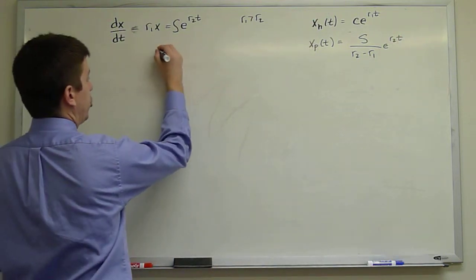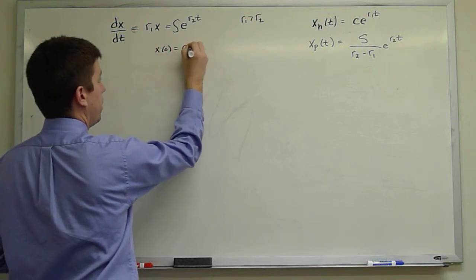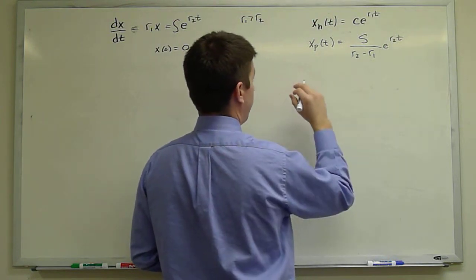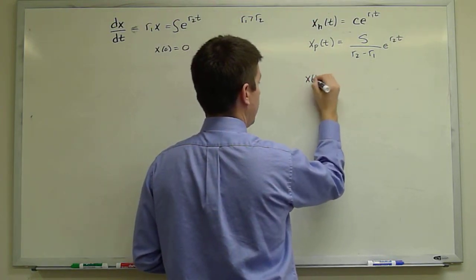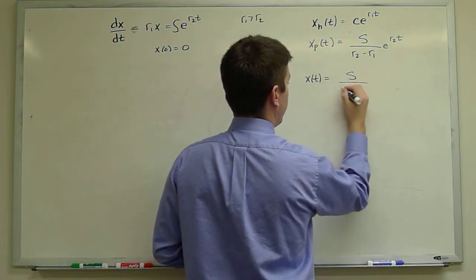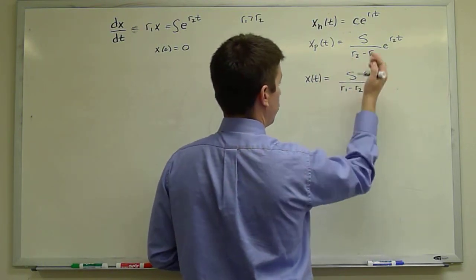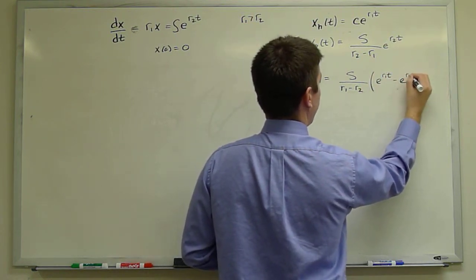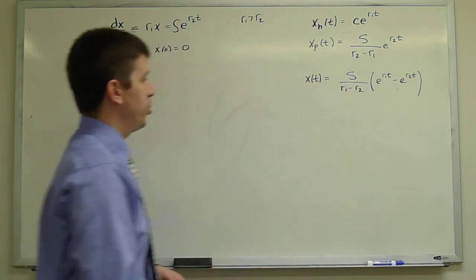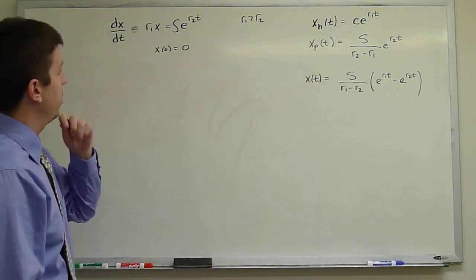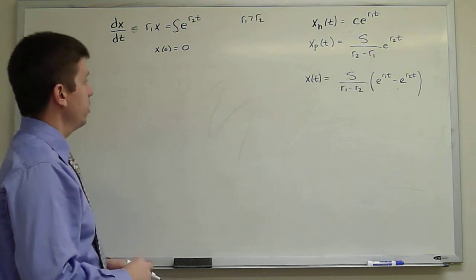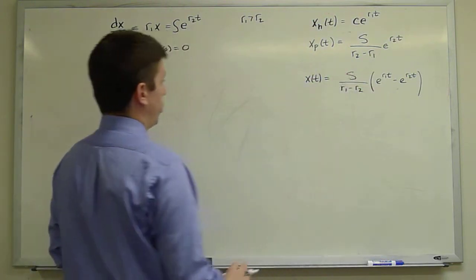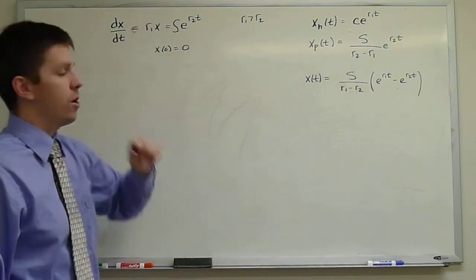And we also had an initial condition, x of 0 equals 0, which gave us the solution satisfying the initial condition that x of t equaled S over R1 minus R2. We switched the signs because we also then did e to the R1t minus e to the R2t. And this was a solution that satisfied that initial condition and this non-homogeneous constant coefficient linear first order ODE.